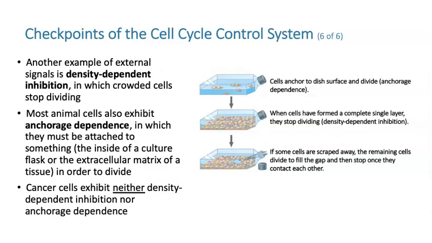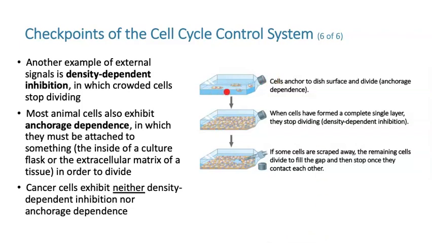Another example of an external signal is something called density-dependent inhibition. That is quite a mouthful. Let's break that down for just a second. Density, that's how much stuff is in a small space, right? Density-dependent inhibition. So what this means is that if cells are crowded in high density, then the cells are going to be inhibited from dividing. They're not going to be allowed to divide. So you can see what that might look like.